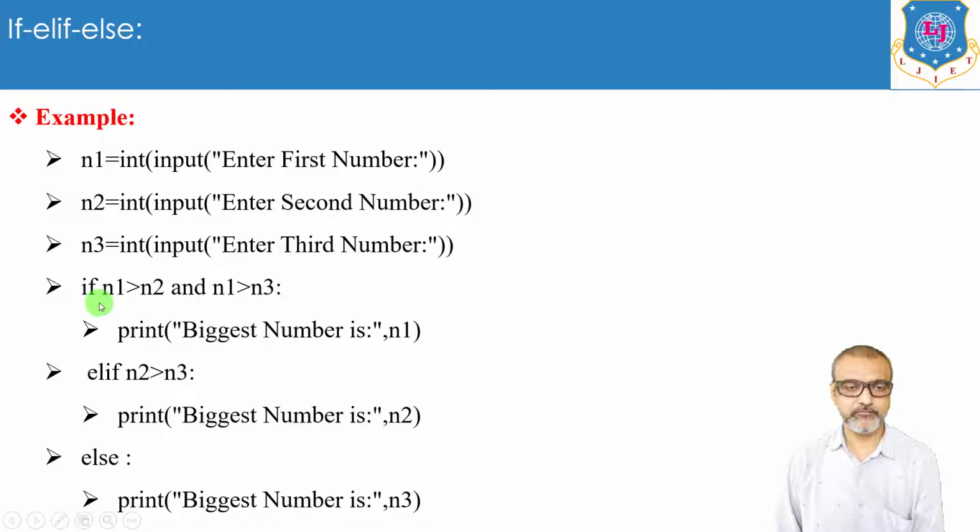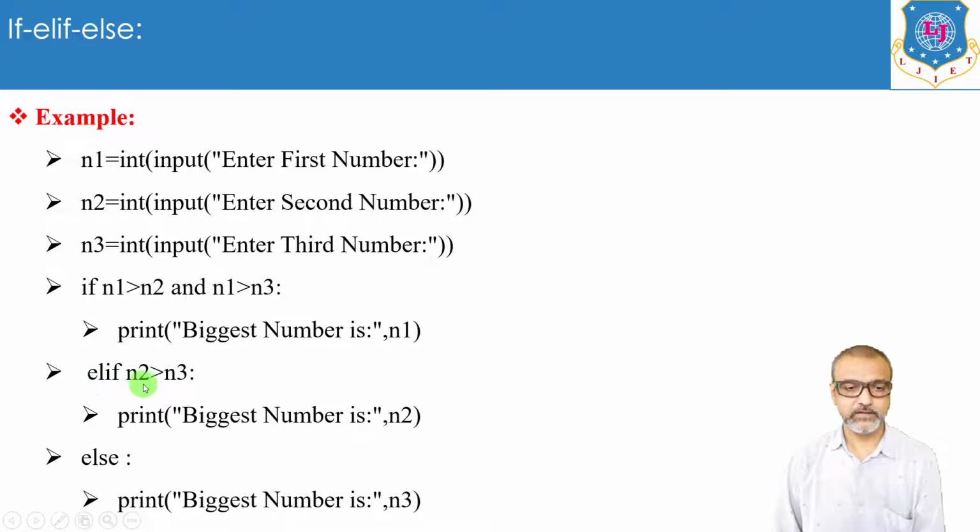Now we will apply the if elif else condition. If n1 is greater than n2 and n1 is greater than n3. So what does it mean? It means n1 is greatest among n2 and n3. So we will print "biggest number is n1".